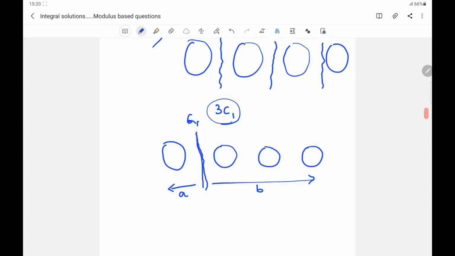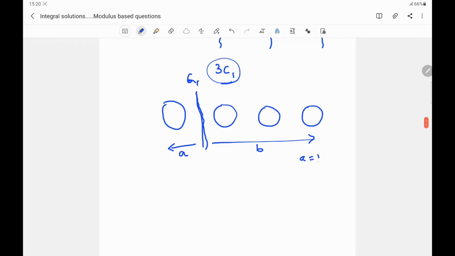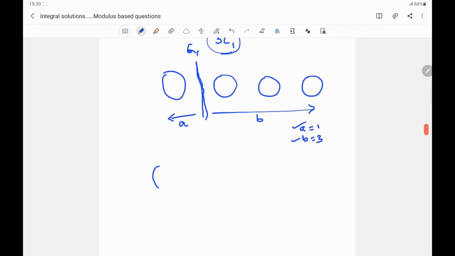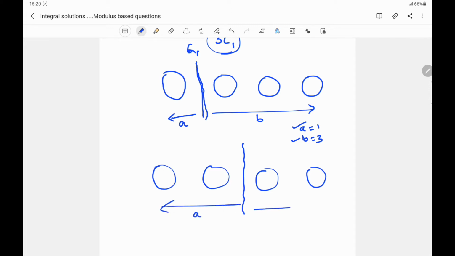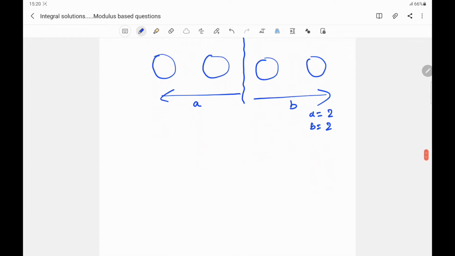So in this case A was equal to 1 and B was equal to 3, because there are 3 balls to the right side of that gap and one ball to the left side of the gap. So that's why A was 1 and B was 3. Now if I select the second gap, to the left of it this is A, to the right of it this is B, so A equals 2 and B equals 2. This is also one of the integral solutions to that equation.